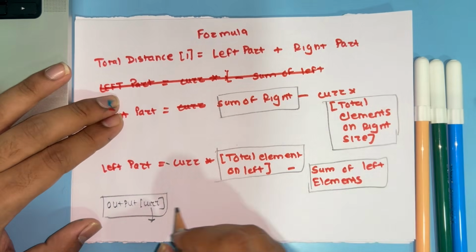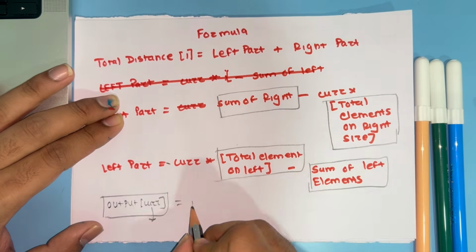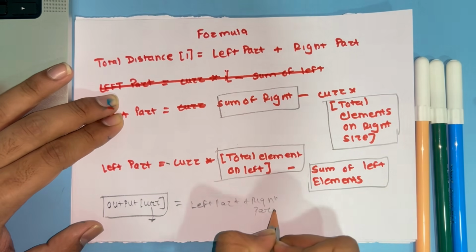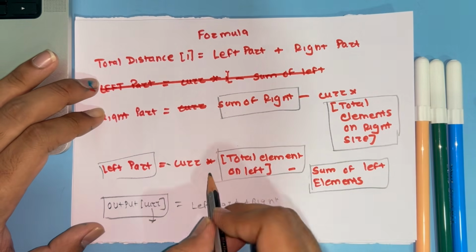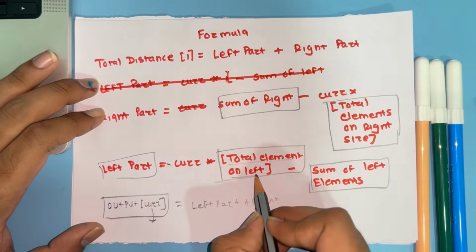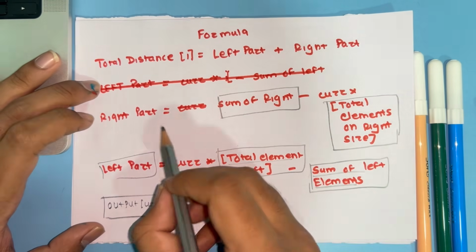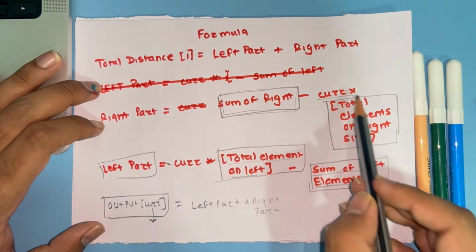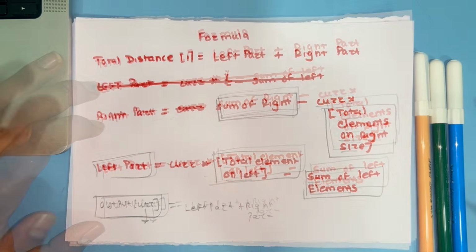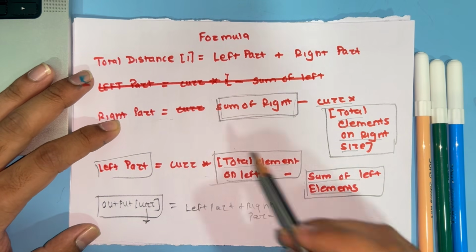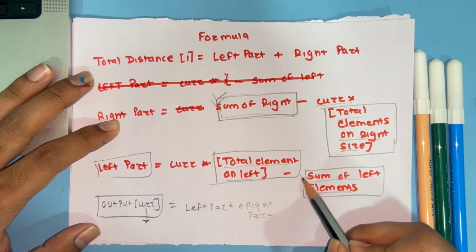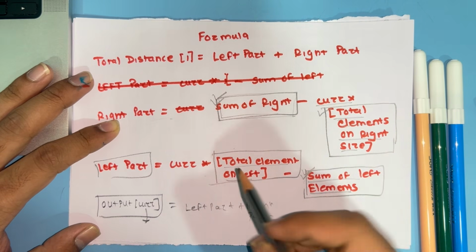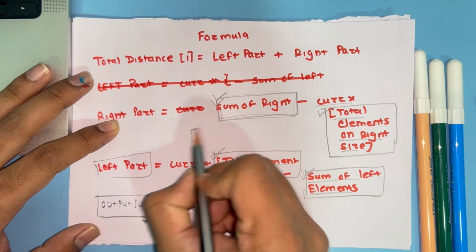The formula for output of current index can be written as left part plus right part, where the left part can be written as current into total elements on the left side minus sum of elements on the left side, and the right part can be written as sum of the elements on the right side minus current into total elements on the right side. For calculating the value for any index we need these four things: sum of all the right elements, sum of all the left elements, the total elements on the right side against the current index, and the total elements on the left side against the current index.